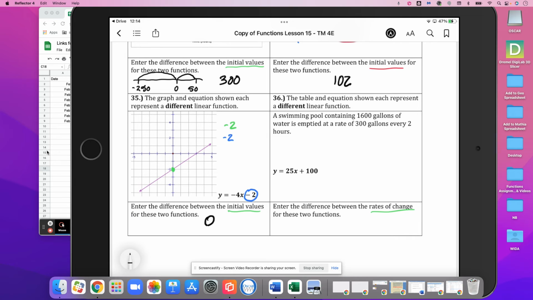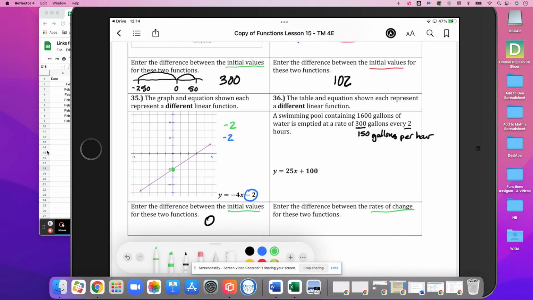So 36, a swimming pool containing 1,600 gallons of water is emptied at a rate of 300 gallons every 2 hours. And so this one's tricky because it's 300 every 2 hours. And so if we're talking about rate of change, we need to know how much for every 1 hour. So 300 divided by 2 is going to be 150 gallons per hour.